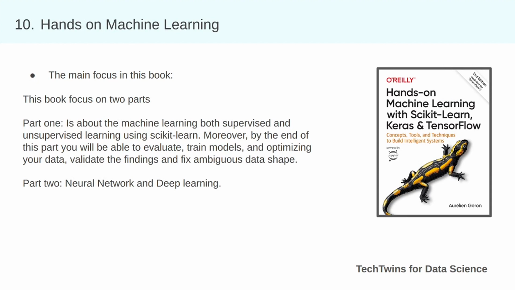And the final book is Hands-On Machine Learning. As in the previous books, this book focuses on 2 parts. Part 1 is about machine learning, both supervised and unsupervised, using scikit-learn. Moreover, by the end of this part, you will be able to evaluate and train models, optimize your data, validate the findings, and fix ambiguous data shape. Part 2 is devoted to neural network and deep learning topics.